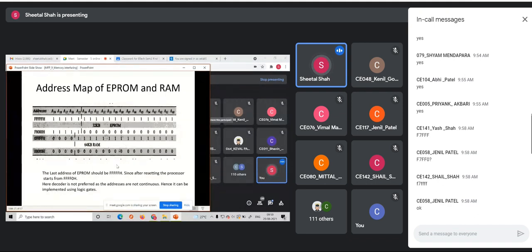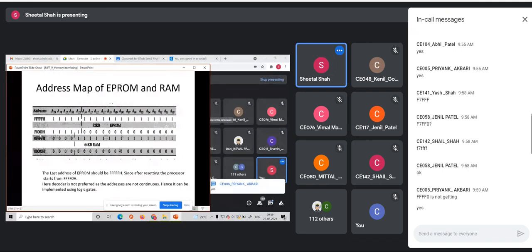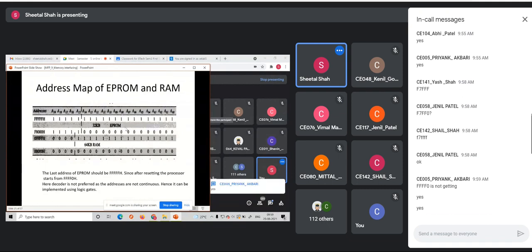Hope everyone is clear with this. If you have any doubts in this, you can ask me. See, it lies between F8000 and FFFFF. So that means it is part of this EEPROM itself, Priyank. That's why FFFF0 is a part of the EEPROM itself.